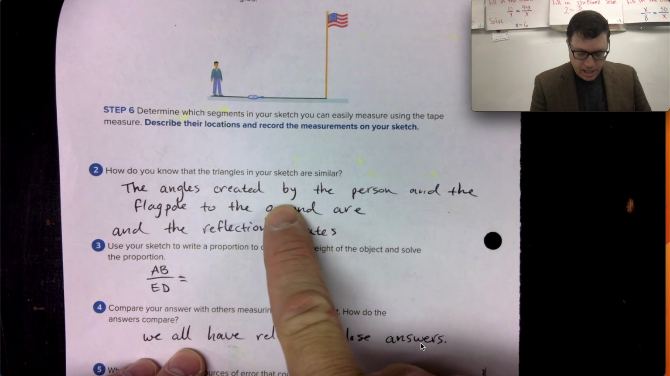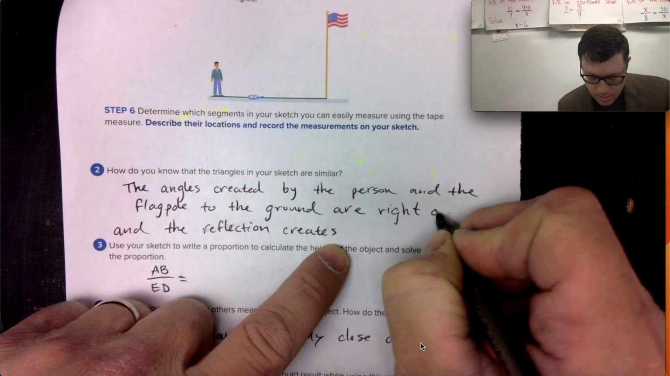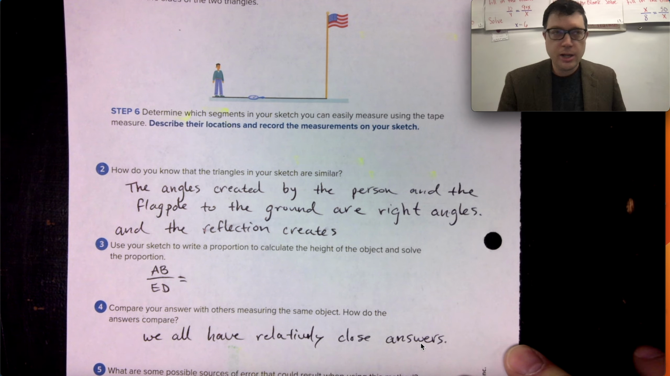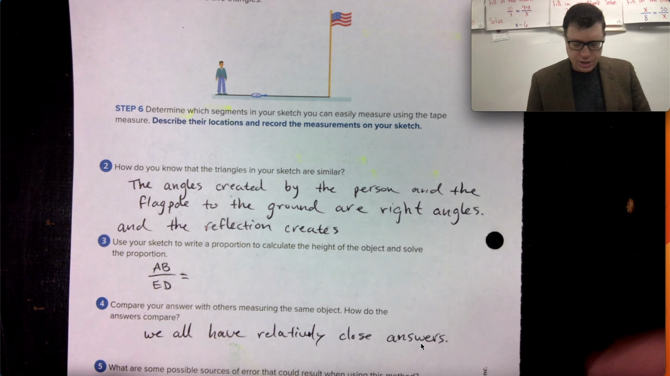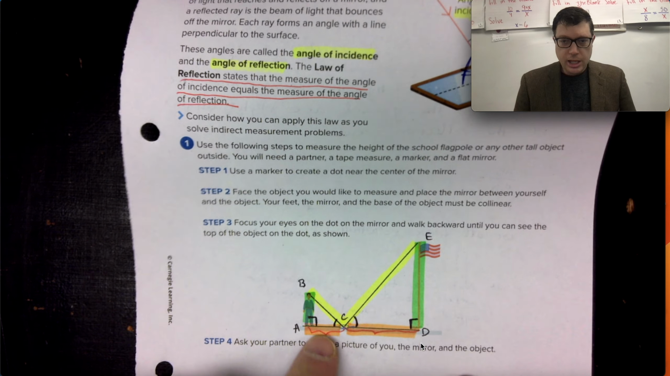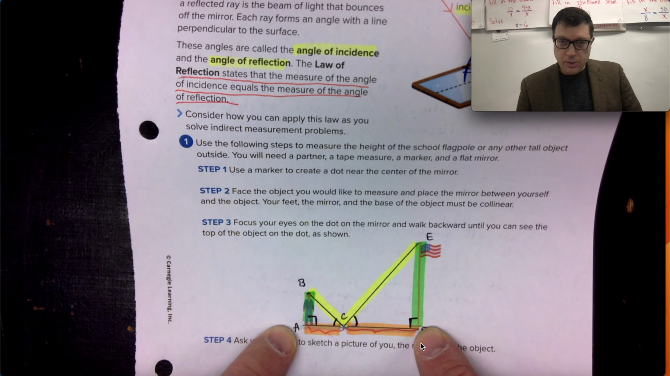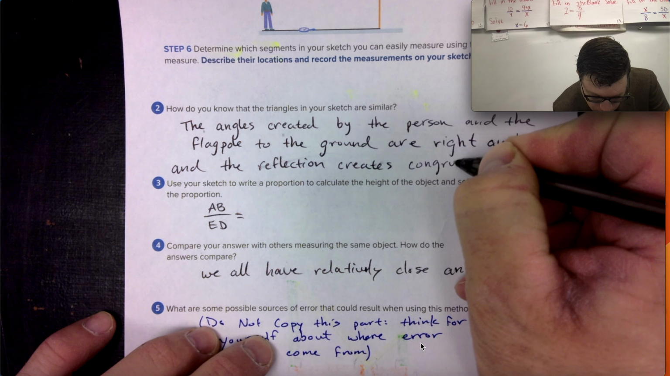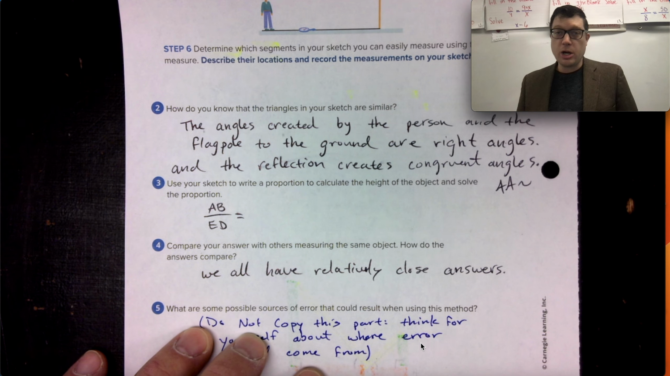Well, the angles created by the person and the flagpole to the ground are right angles. And from, thank you, Mr. Euclid, from the Greek lands thousands of years ago, all right angles are congruent. Also, the reflection, so that would be like the bounce of what your eye sees looking in the mirror to the top of the flagpole, creates equivalent angles. You're going to see this image over and over. So those two angles are the same. These two angles are the same. And so therefore, the reflection creates congruent angles. And by angle-angle similarity, the triangles are actually similar.